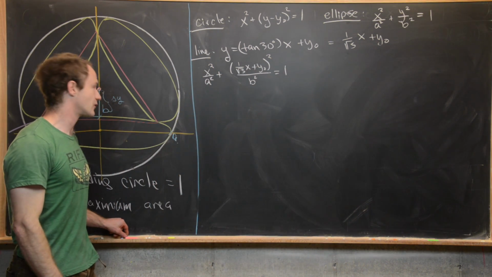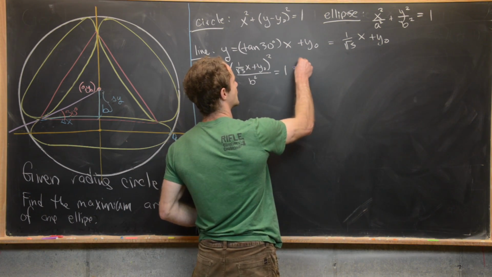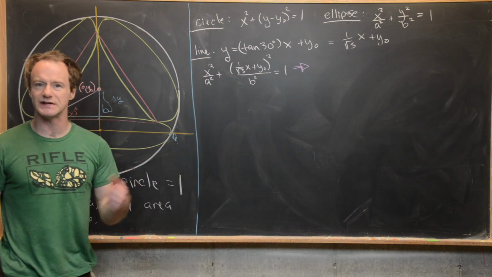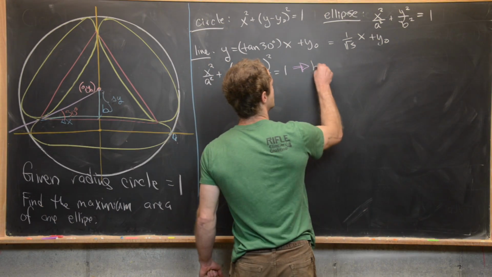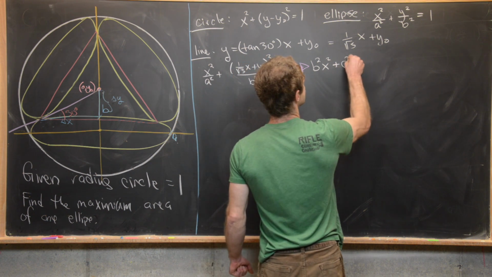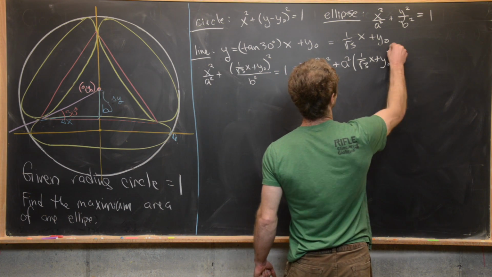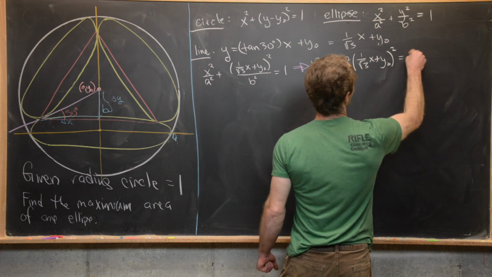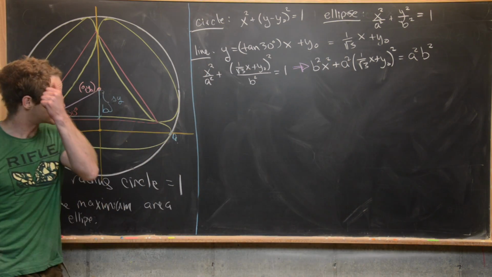Maybe I'll go ahead and get rid of my denominators here. So I'll multiply both sides of the equation by a squared times b squared. I think that's going to simplify some things. So that'll leave me with b squared times x squared plus a squared times (1 over root 3 x plus y naught) squared equals a squared times b squared. So again, I just cleared the denominators there.